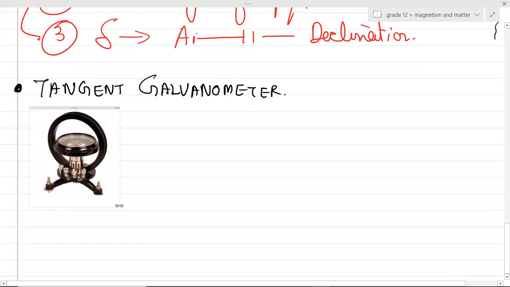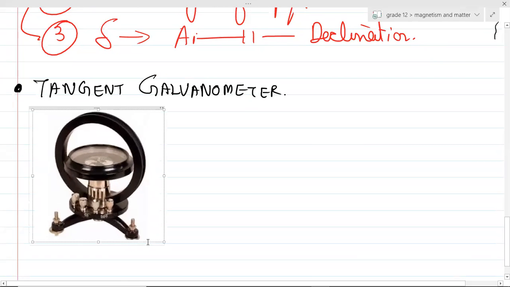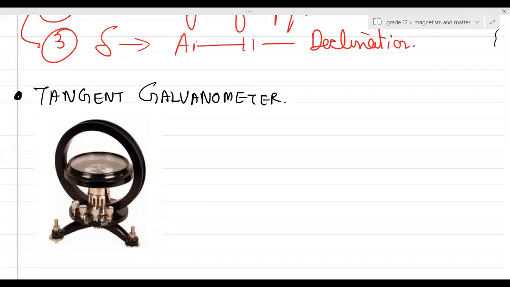Can everyone see the diagram over here, guys? Can you see the tangent galvanometer over here? Can you see the two surfaces? This is a tripod. These are the two points where you make the connection, right? I'll try to download the diagram for the experiment as well.